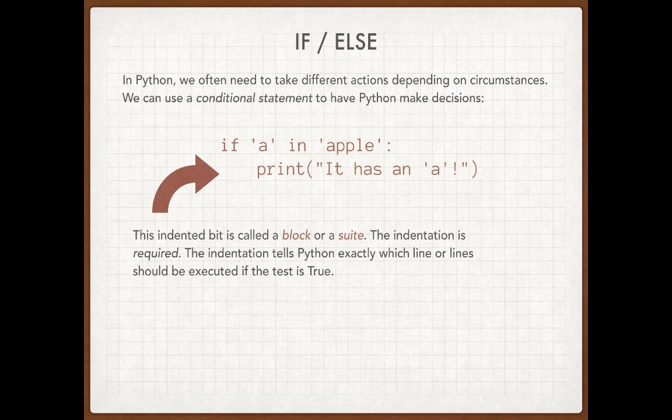Now, that indented block or that suite can be as long as we want it to be. Here, it's one line, but it could be 10, 100, it could even be 1,000 lines long. Well, that's not going to be very good code, but it could be 1,000 lines long. Python doesn't care. What matters to Python is that when that conditional is true, every statement in that indented block will be executed, no matter how long that block happens to be.